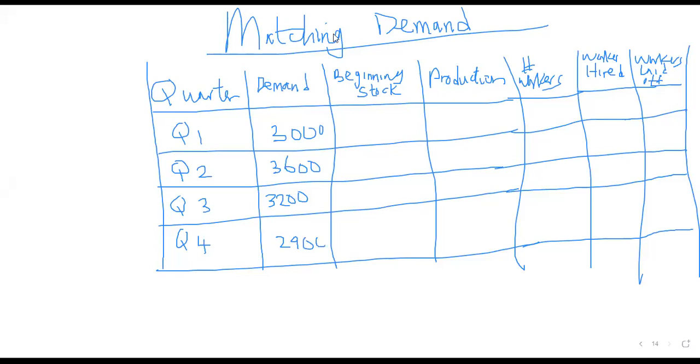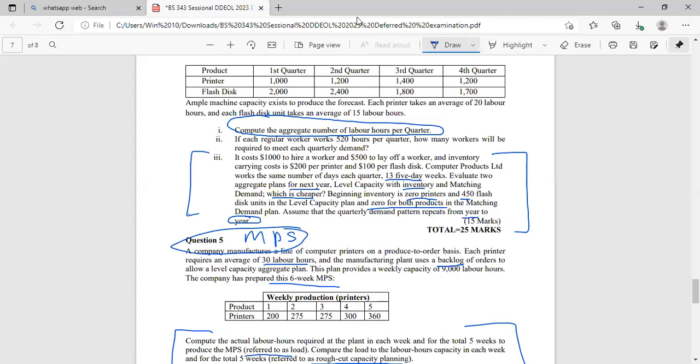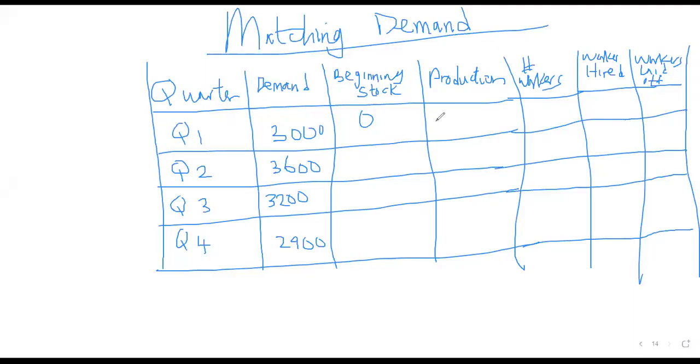And then the beginning inventory is 0 for both in matching demand. So we are producing to meet the demand: 3,000, 36, 3,200, 2,900. The beginning stocks are zeros. So the number of workers, we had 96. Then we had 115. We had 106.